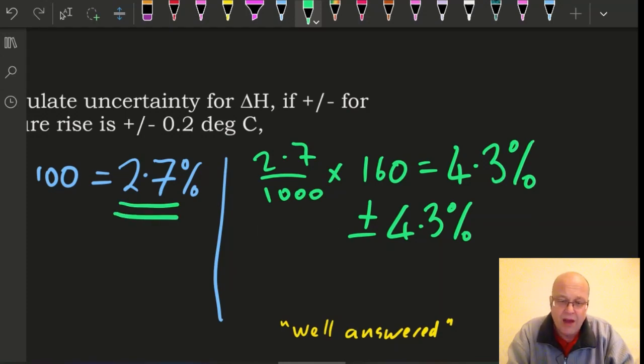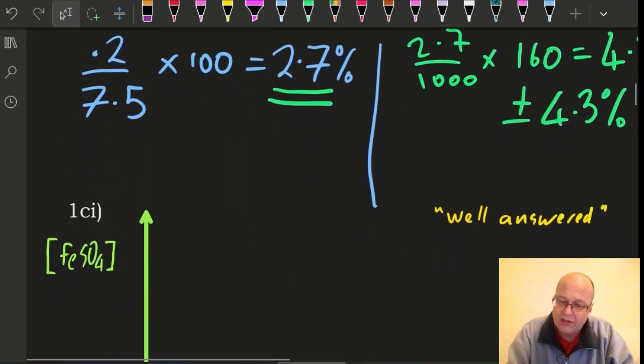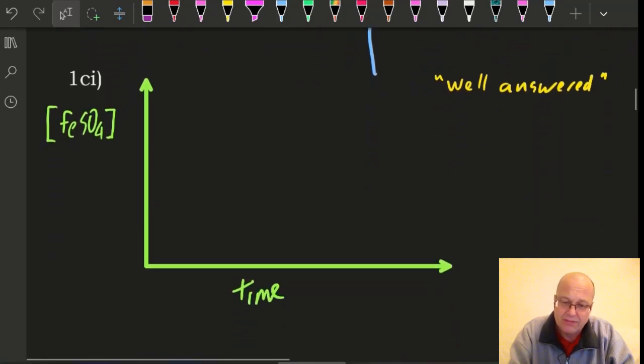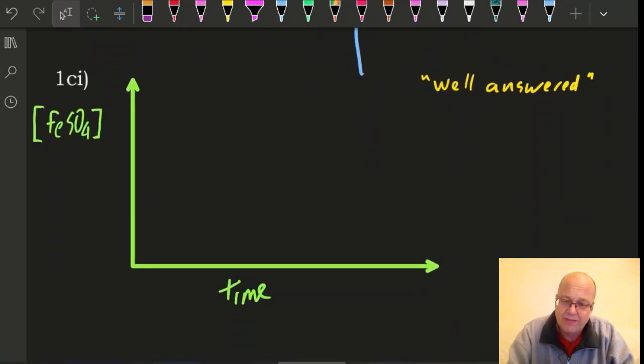That's the third part of this question in a row that I think is just not fit for purpose. Come on, IB. Next question.